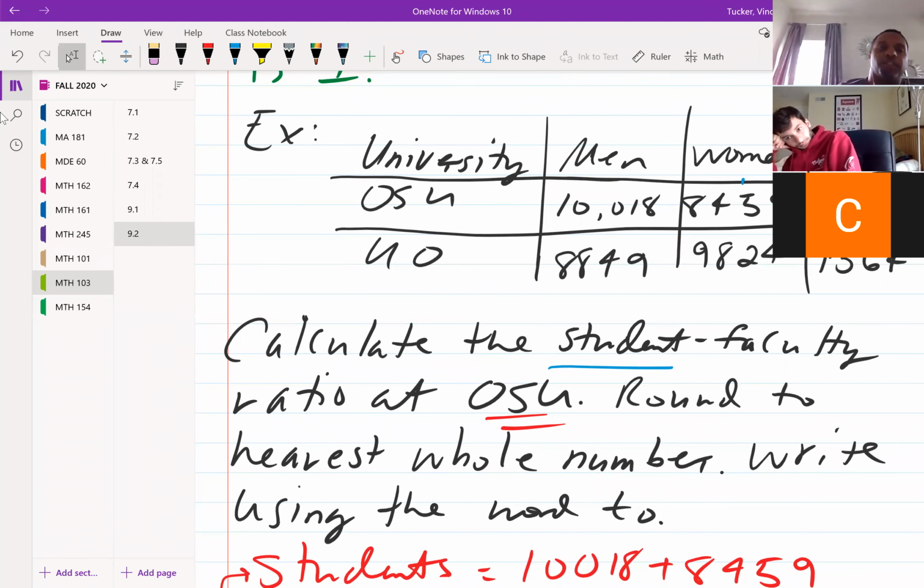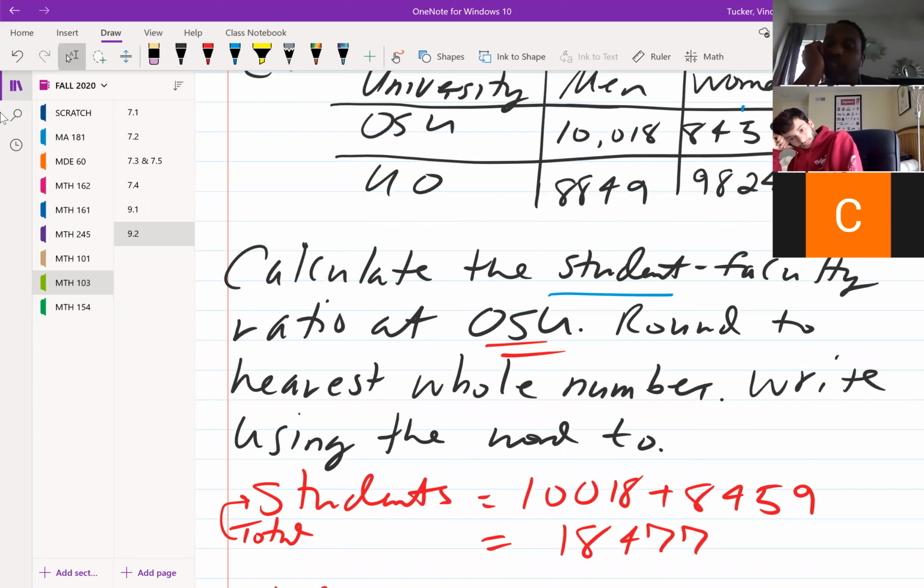So first thing we need is the number of students. It didn't distinguish between men and women. You want all of them. So you add up the 10,018 and the 8,459, and you get 18,477. That's the total number of students at OSU. Also, it mentions OSU, so we're not looking at the information for the University of Oregon at this time. So we're only looking at OSU.